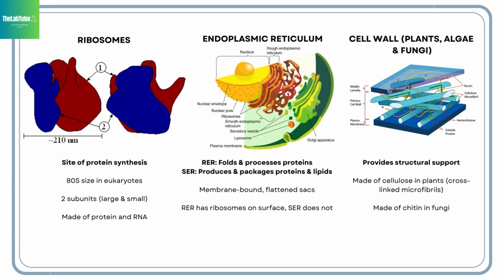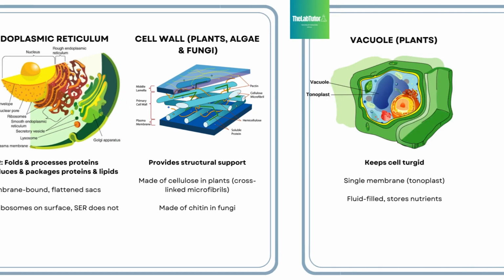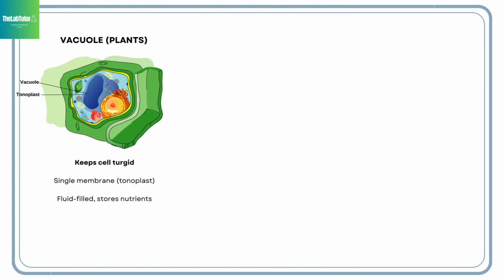The cell wall, found in plants, algal, and fungal cells, provides structural support. In plants, they are made of cellulose molecules joined by cross-linkages to form microfibrils, whereas in fungi, they are made of chitin. The role of the vacuole is to keep the cell turgid.